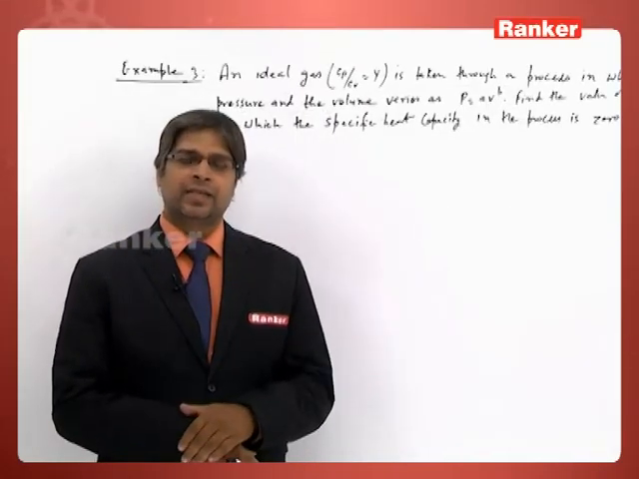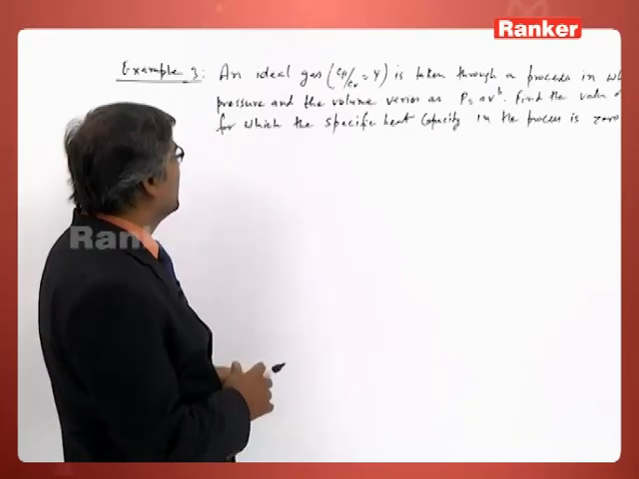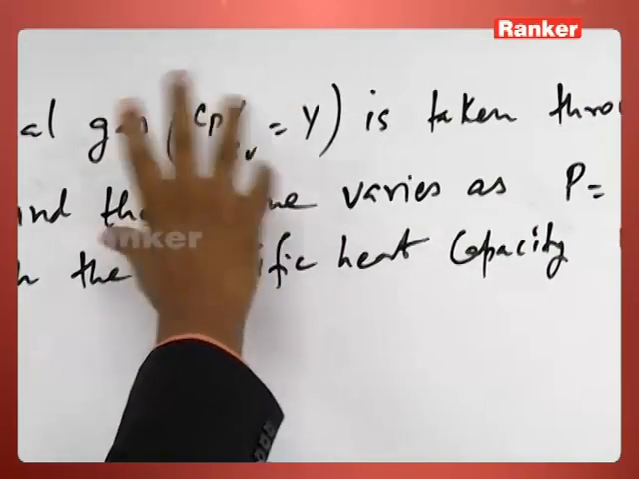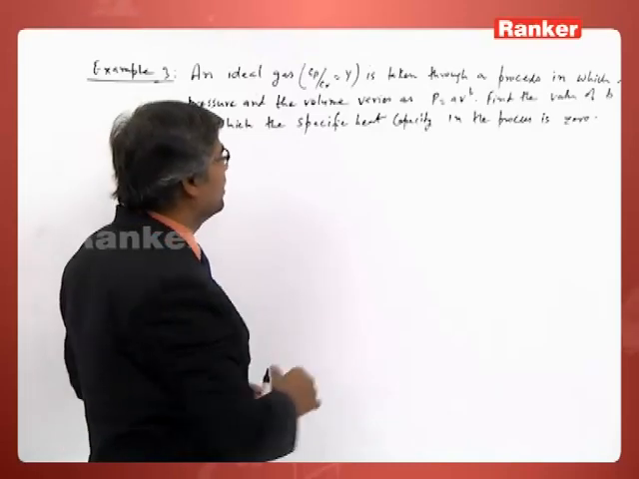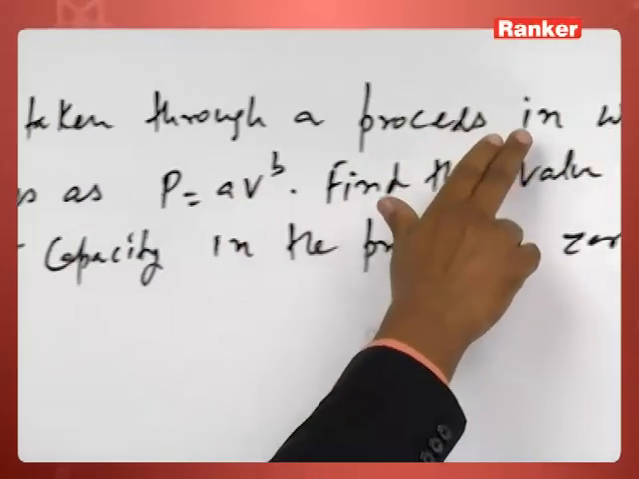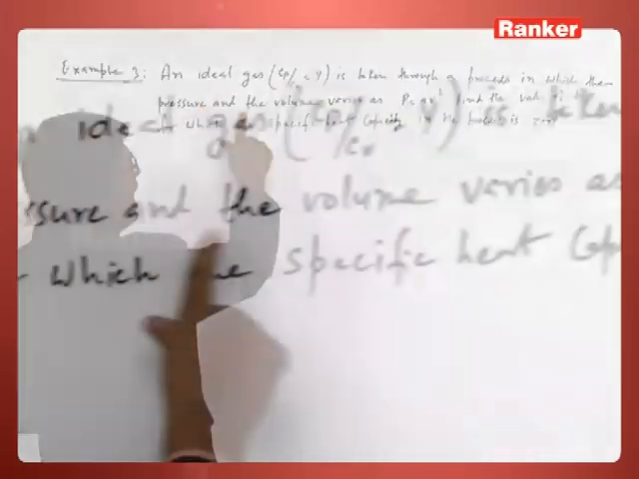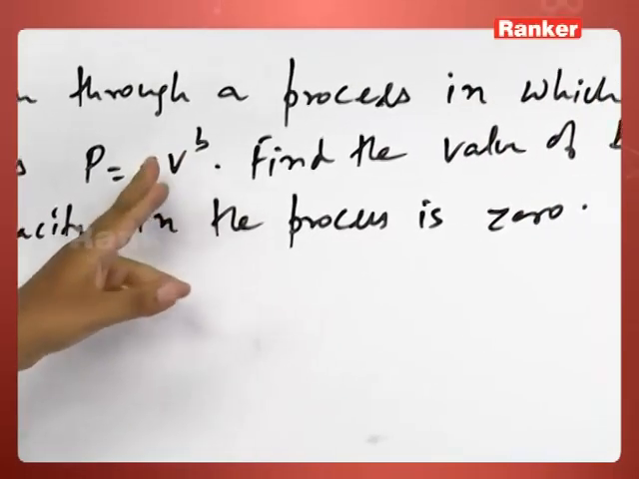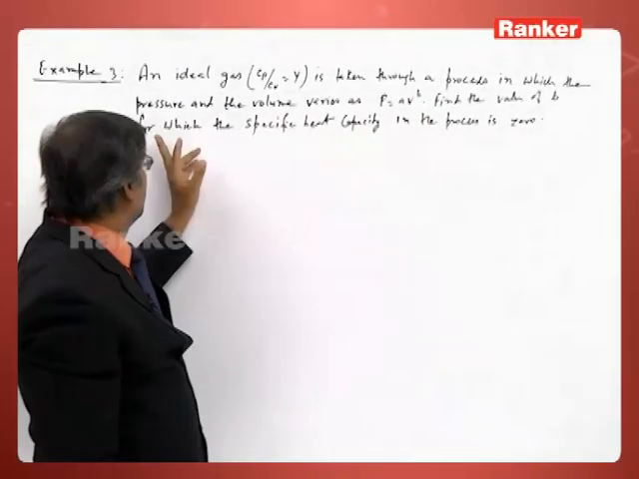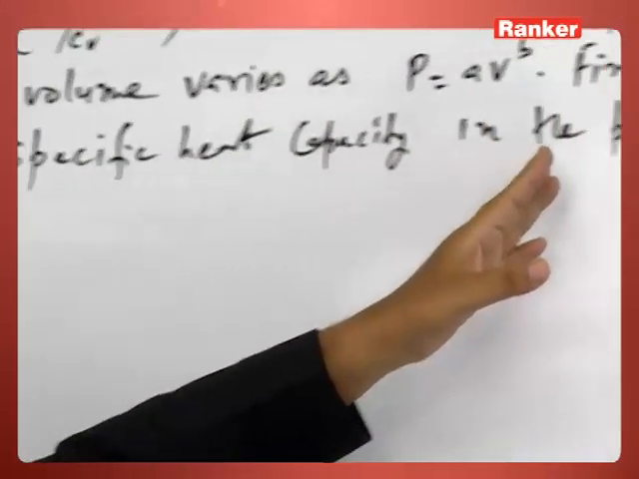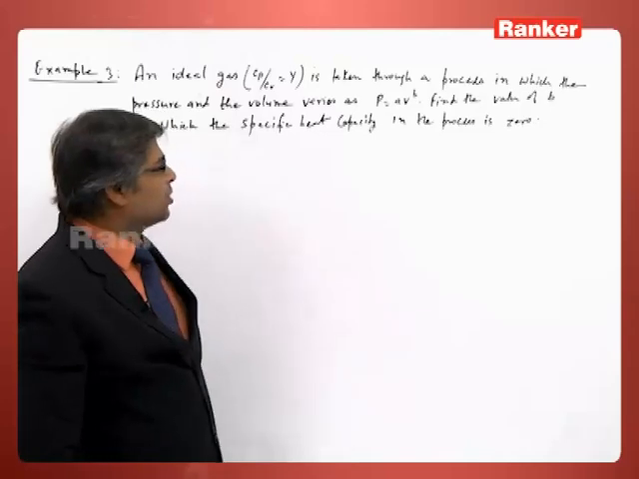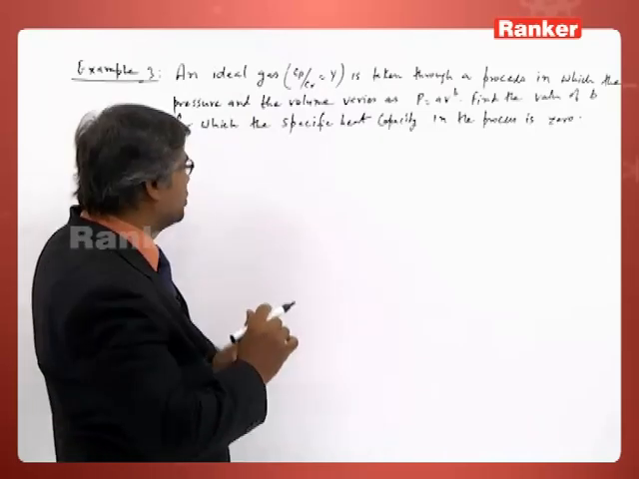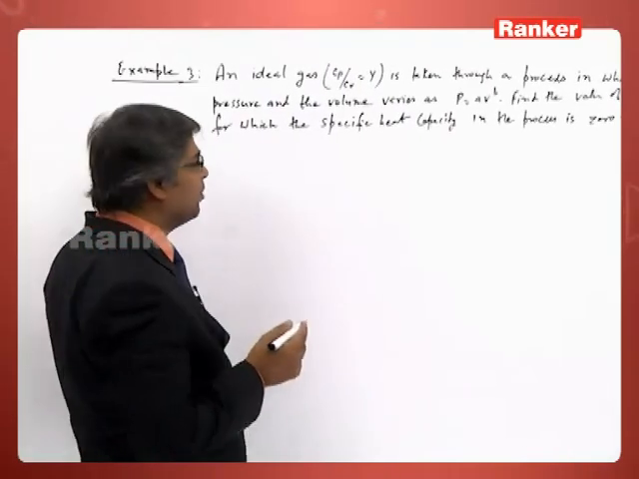Now let us take another example, example 3. An ideal gas in which Cp by Cv is gamma, we will explain this later on, this ratio is presently called gamma, is taken through a process in which the pressure and the volume vary as P is equal to A V to the power B. Find the value of B for which the specific heat capacity in the process is 0. So we have to find when the molar specific heat becomes 0. We will use our general expression.